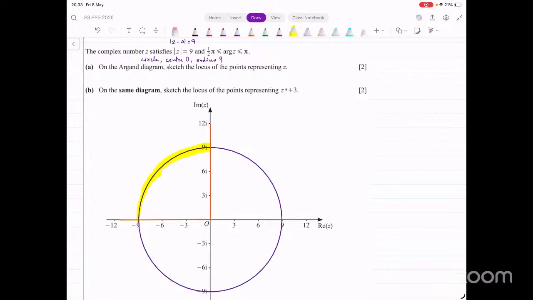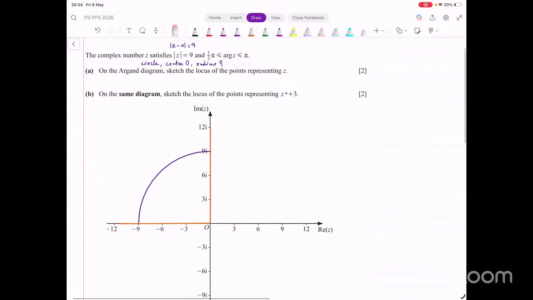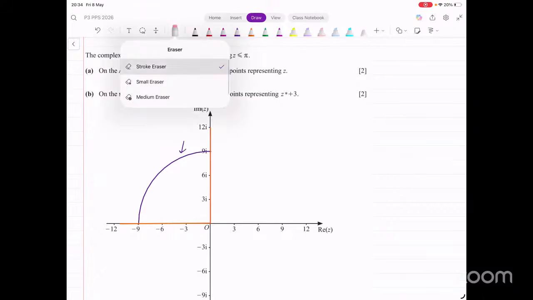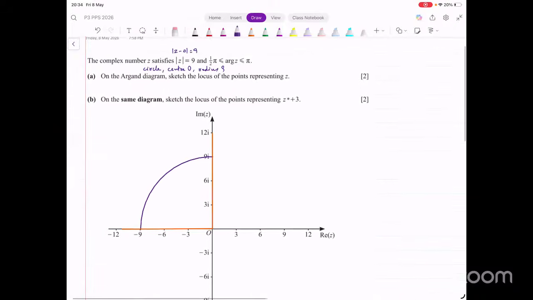Now, this is one way of doing this, but in the recent marking schemes, rather than shading that part, they just show the part that is valid. So they don't have anything else showing there, and they just do something like this. That's what you should do ideally. This is the arc that satisfies both of those conditions.